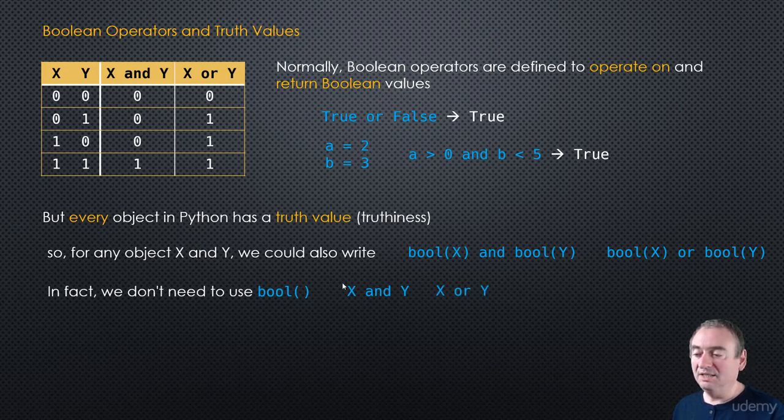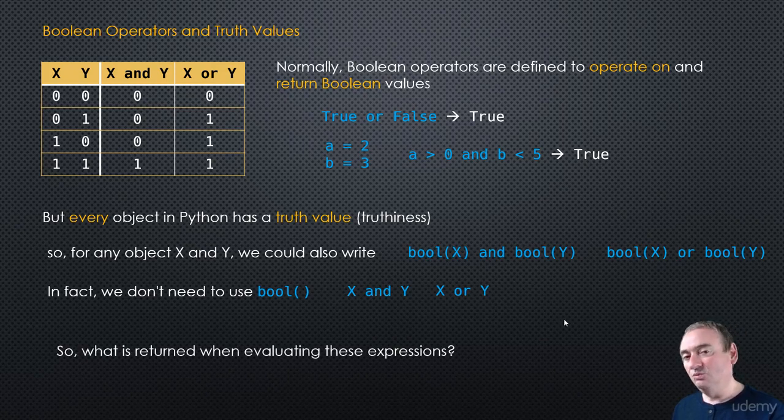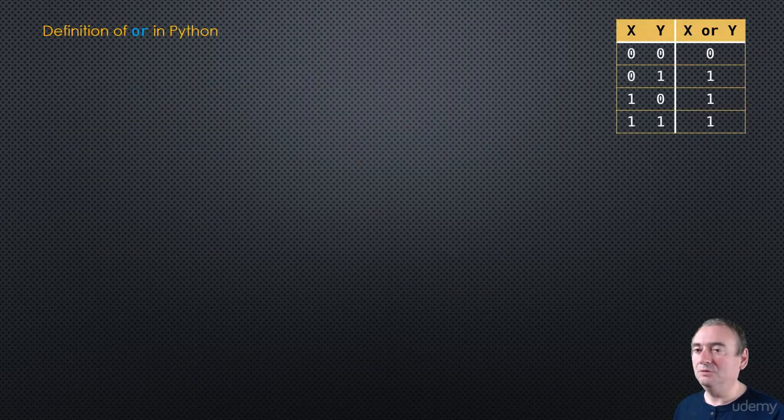Python will use the truthiness of x and the truthiness of y to get our result and to evaluate x and y, and x or y. So the question then becomes: what's actually returned when we write this expression here, where x and y are not Booleans but just objects that have an associated truth value? What is being returned? Is that a Boolean? And the answer is no, it's not a Boolean. So let's see what's going on and let's see how Python actually defines its and and or operators. So let's start with or.